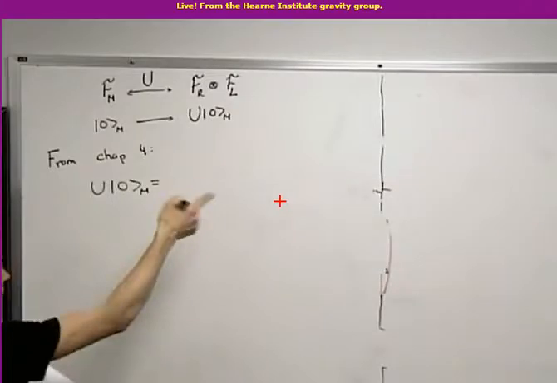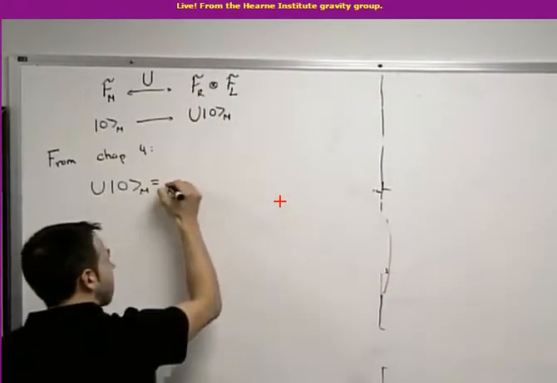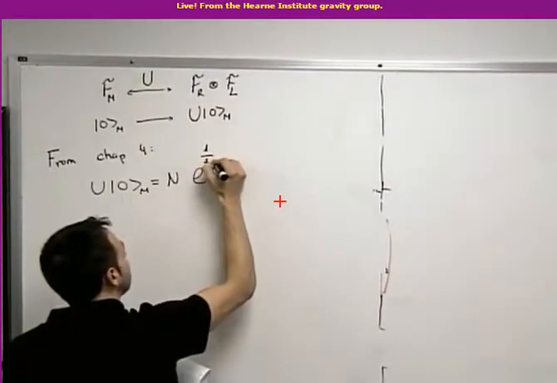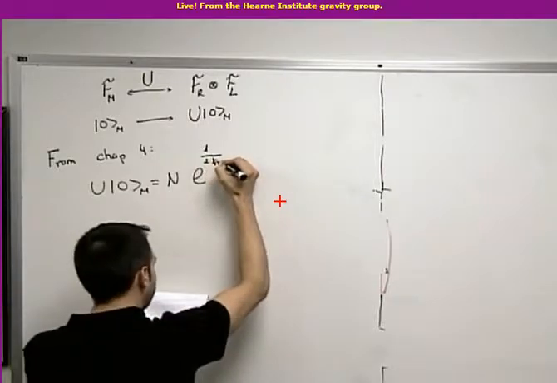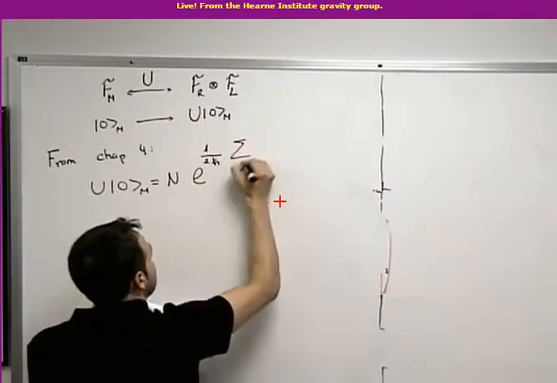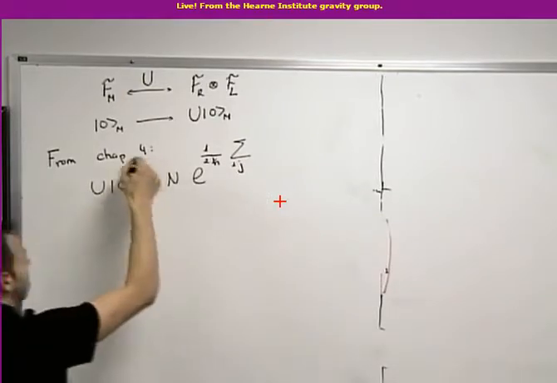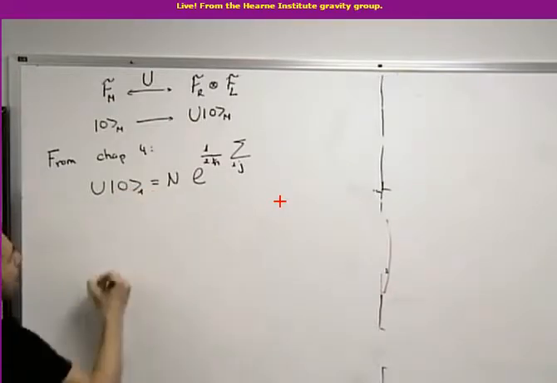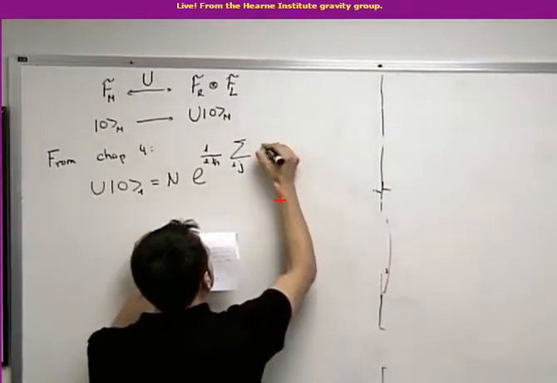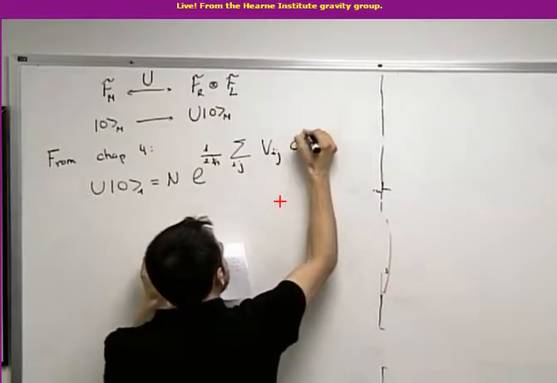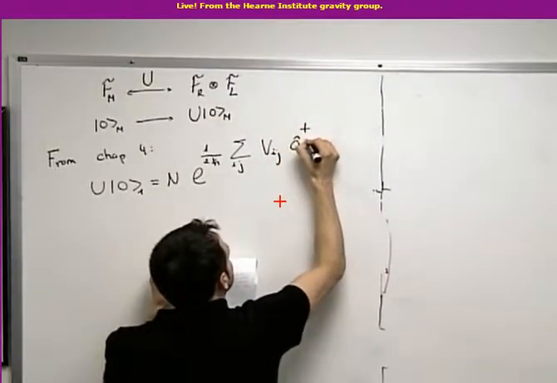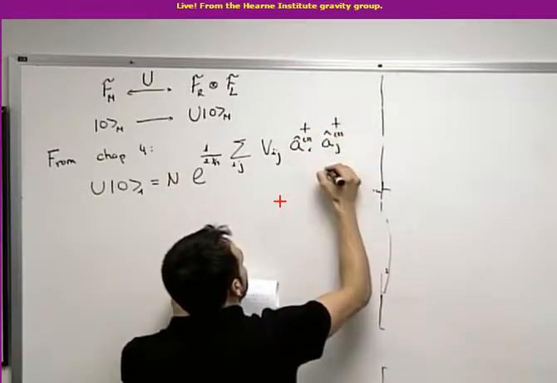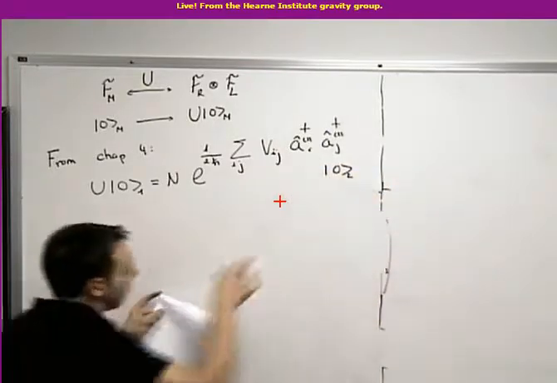this state here will be given by some normalization and will be the exponential of two particle states. So it will be 1 over 2 ħ, the sum over i, j. I am just copying the expression in chapter 4. So let me do it. In chapter 4 I had V_ij a†_2i a†_2j, this acting on the vacuum of the second Hilbert space.